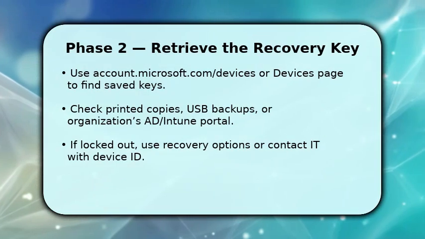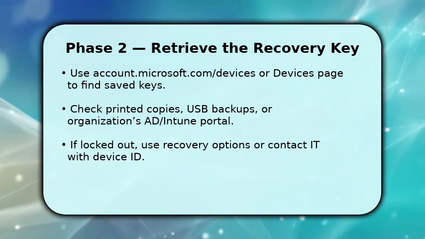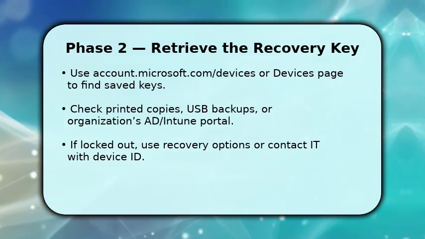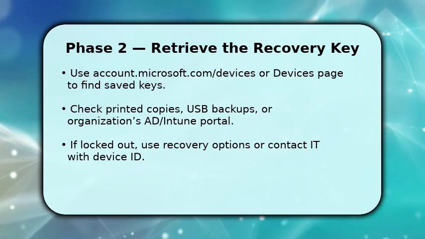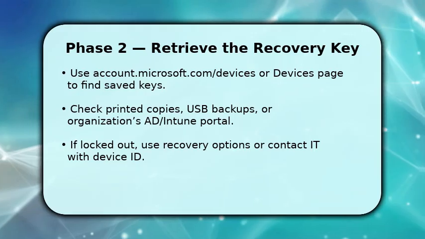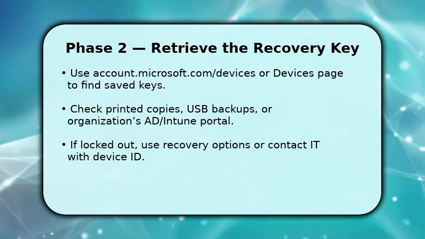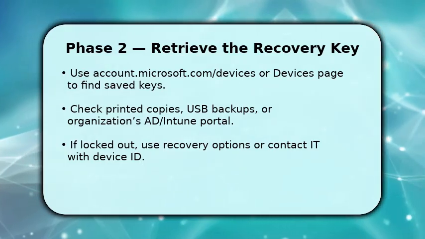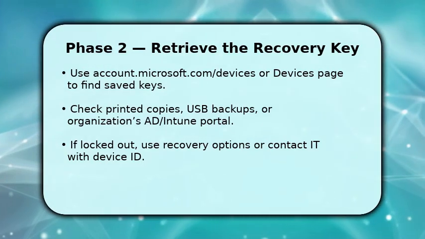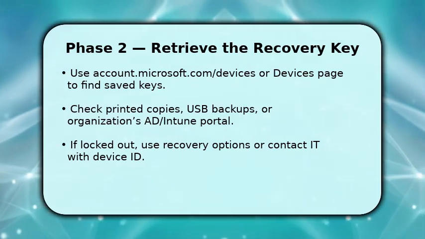You now find the actual key. Go to account.microsoft.com on another device, sign in and open devices, select the affected PC and view the BitLocker recovery key. If the key isn't on your Microsoft account, check any printed notes, USB backups, or your organization's Active Directory or Intune recovery console. Once you locate the key, copy it exactly. If you're locked out, note the recovery ID, provide it to IT for lookup.